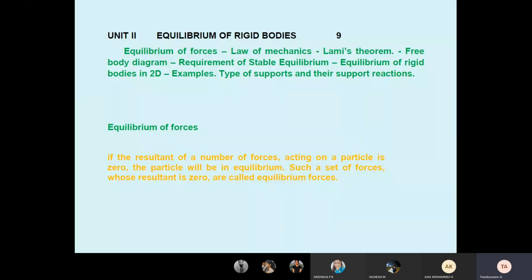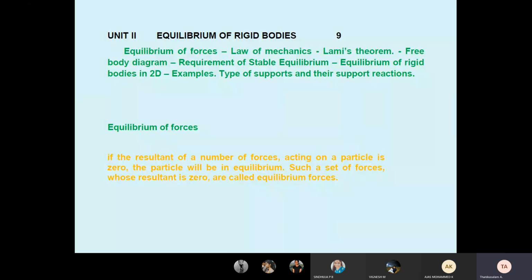So we are going to start unit 2, a very interesting unit: equilibrium of rigid bodies. We have to complete this unit in 9 hours. The topics are equilibrium of forces, law of mechanics, Lami's theorem, free body diagram, requirement of stable equilibrium, equilibrium of rigid bodies in 2 dimensions, examples, types of supports and their support reactions.